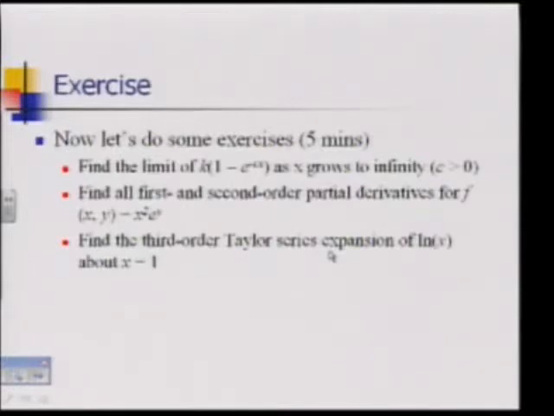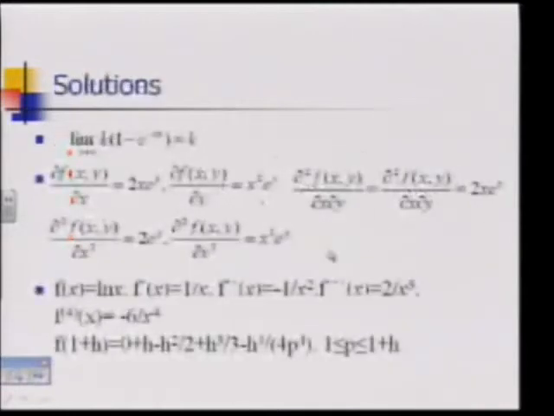And last one, let's try to find the third order Taylor series expansion for the log function around 1. What do you do? Derivative of a log function is what? 1 over x. And then if you want to take another derivative, minus 1 over x squared. Okay, so just keep going. And then what? Write down the Taylor series expansion, evaluate at x equals 1, and then you just get a polynomial function in x minus 1.